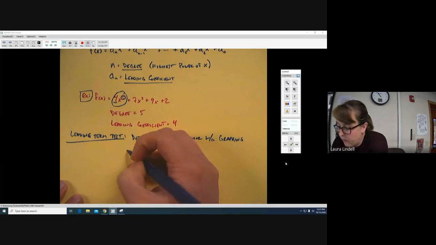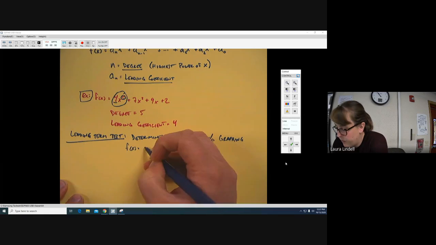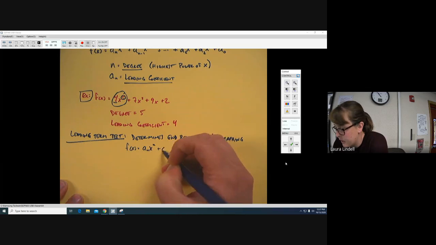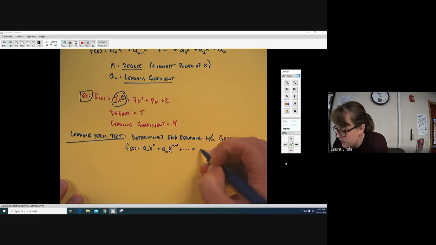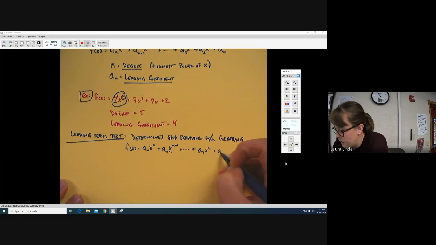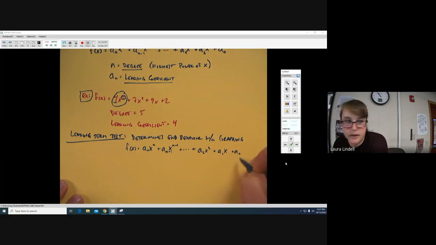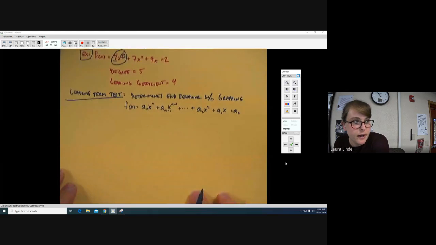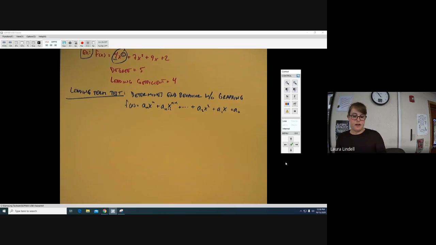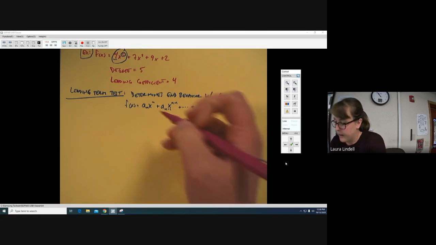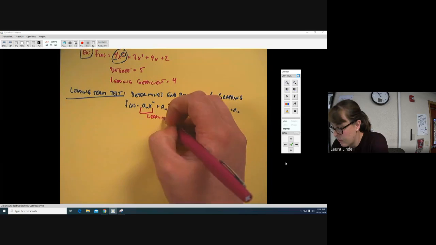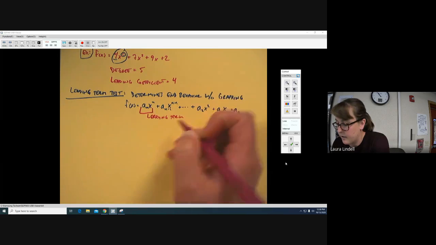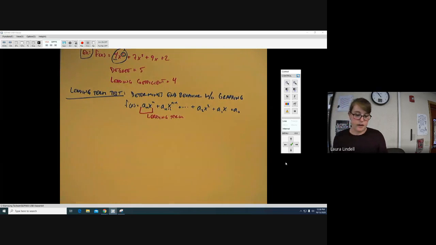So let's suppose we have this polynomial f of x equals a sub n x to the n plus a sub n minus 1 x to the n minus 1 plus dot dot dot a sub 2 x squared plus a sub 1 x plus a sub 0. So let's say we have this polynomial here. The thing that we're going to be looking at is this leading term right here. So this is the leading term. It has the leading coefficient and it has n for the degree. And so there's a few different things that this can tell us.